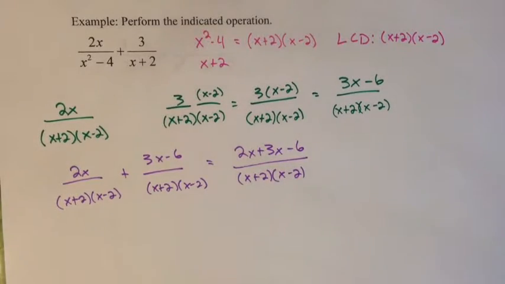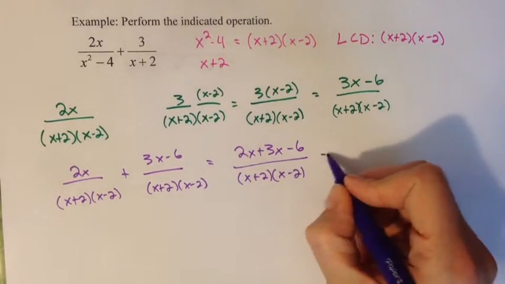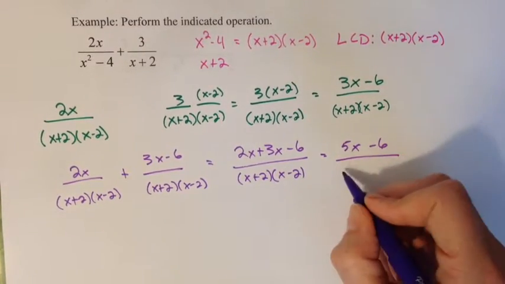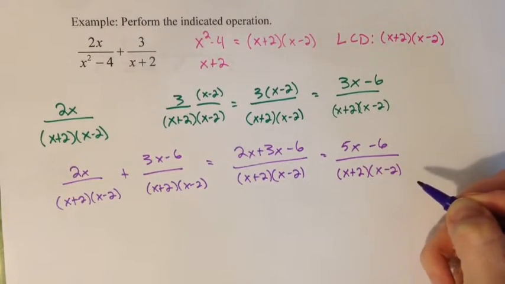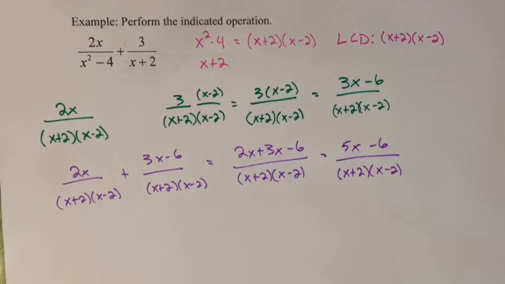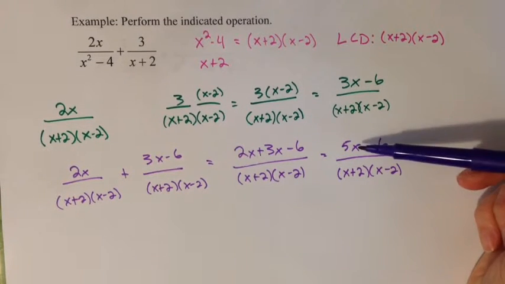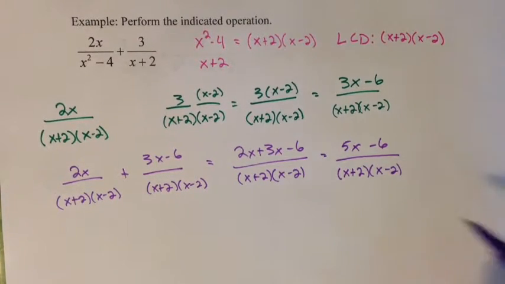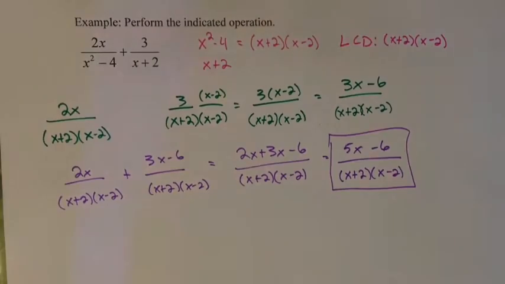Now we have actually done the addition, but we can clean this up a little bit more. 2x plus 3x is 5x, and I still have a negative 6 here. And then my common denominator is still x plus 2, x minus 2. Now, before I circle my answer, I should go ahead and make sure that I can't simplify this any further. I look at my numerator, 5x minus 6, and notice that I can't factor anything out, which means that I won't be able to cancel with anything in the denominator. This really is my final, fully simplified answer.